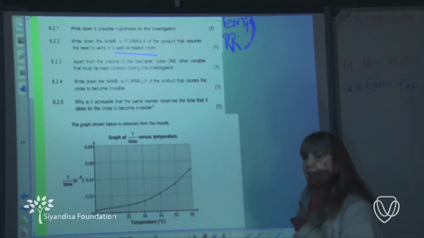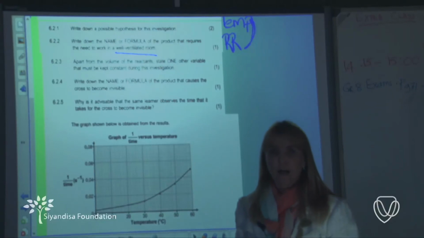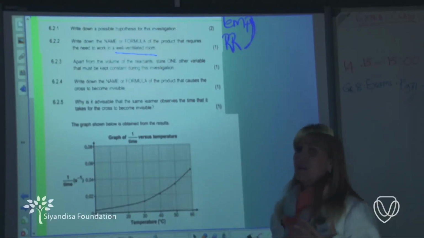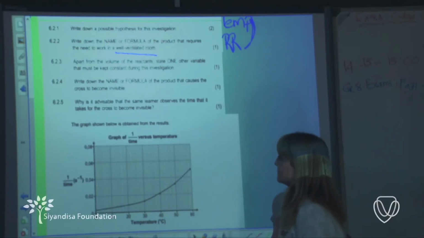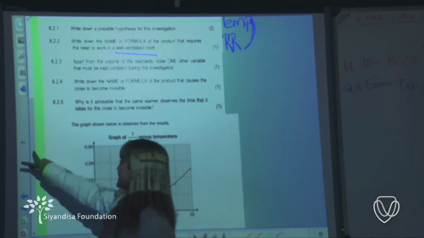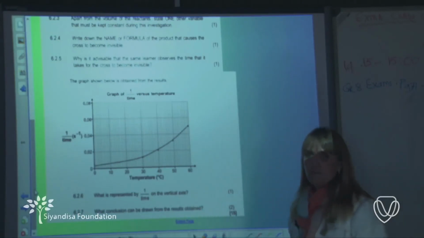6.2.5 says, why is it advisable for the same learner to observe the time that it takes for the crust to become invisible each time? Because, ladies and gentlemen, you need it to be a fair test. Right, so you need the same person to be observing each time in order for it to be a fair test. Then the main reason why I included this question in this example is the graph.